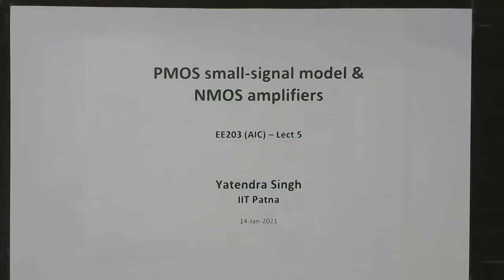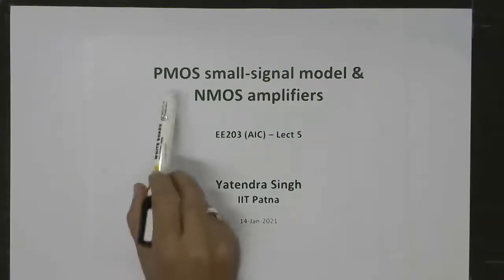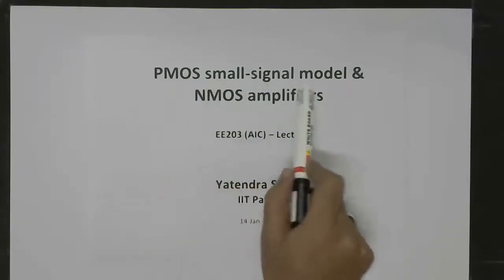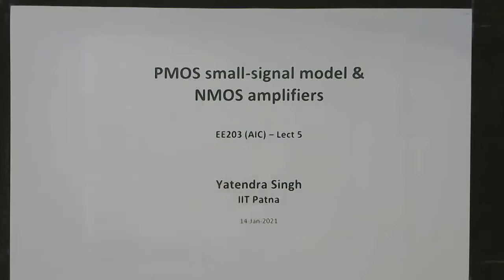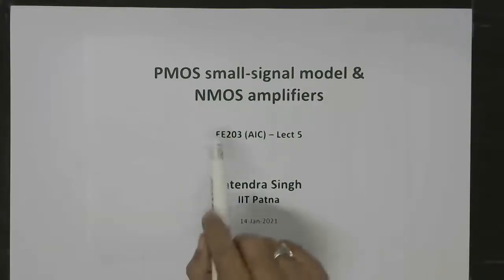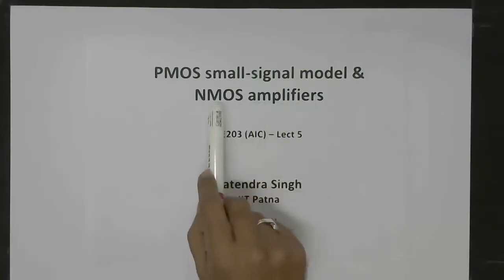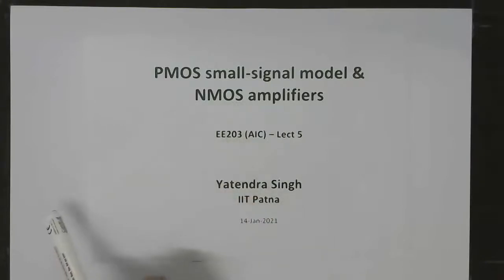In this class, we will continue the discussion of PMOS and we will point out the small signal model for this device, which will complete the discussion of MOS devices. And then we will point out what are the various amplifiers that can be created using, say, single NMOS. What are the differences in terms of how to give input, where to give the input, and where to take the output from.